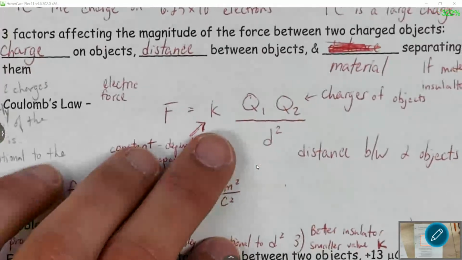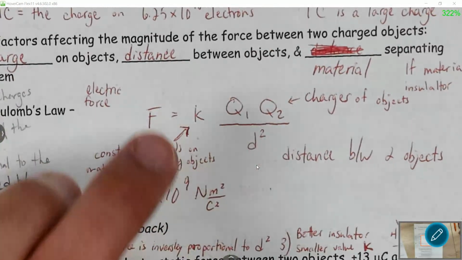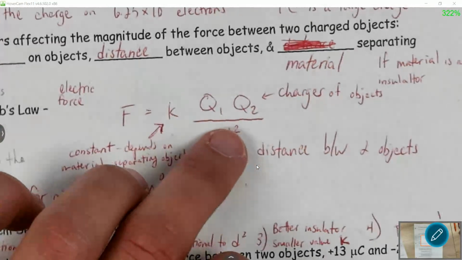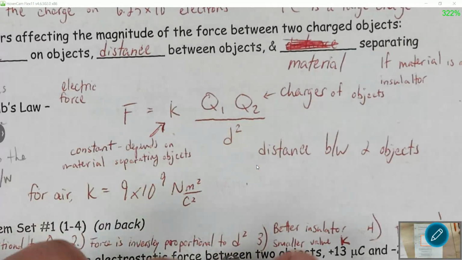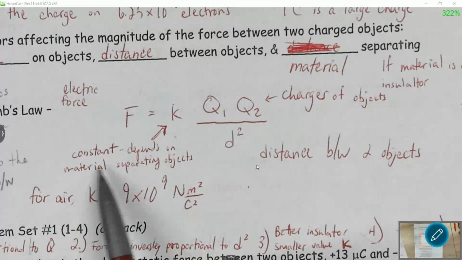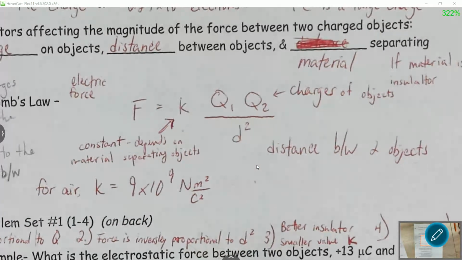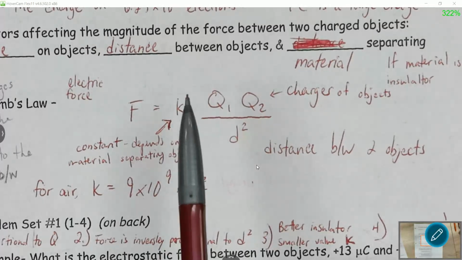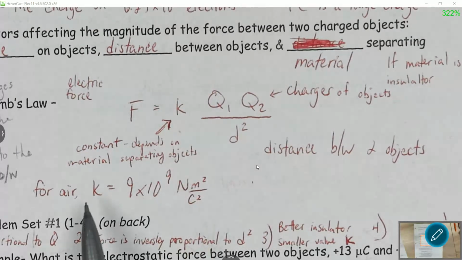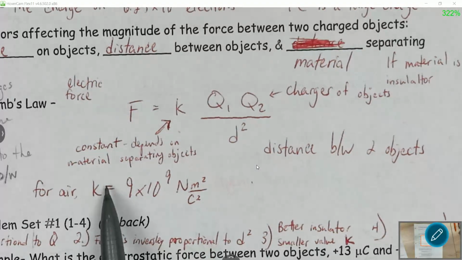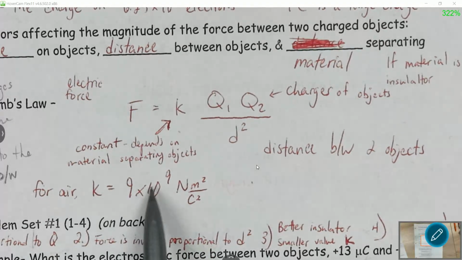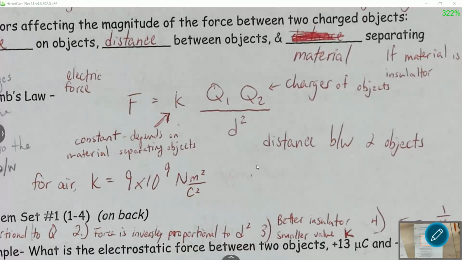So the equation is the electric force is equal to K, Q1 times Q2 over d squared. Sometimes you may see it as r squared. K is the constant, just like we had in the universal gravitation equation. You had big G there. Now, for this, it is for air. This constant is 9 times 10 to the 9th Newton meter squared over coulombs squared.